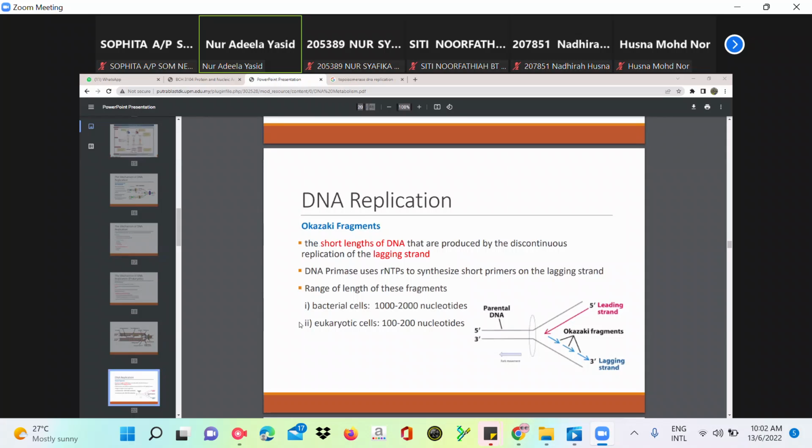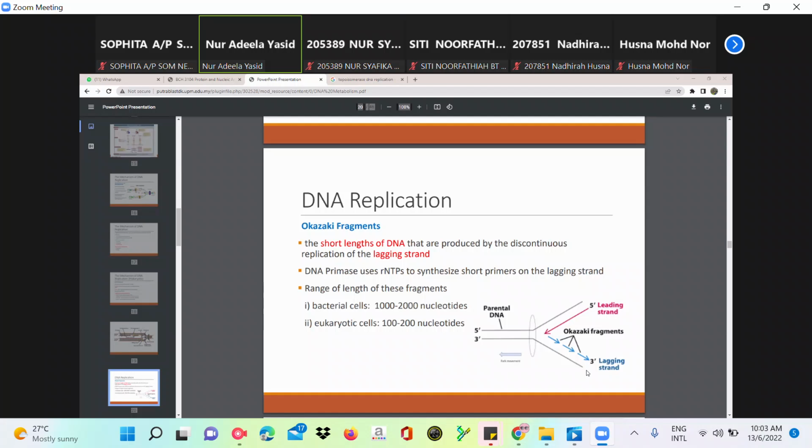Okay, so what is Okazaki fragments? We know that the leading strand is synthesized continuously, because DNA replication occurs from 5' to 3'. So it cannot synthesize from 3' to 5'. Right? From 5' to 3'. But if we look here, the lagging strand cannot synthesize continuously like the leading strand, because it is in the opposite direction.